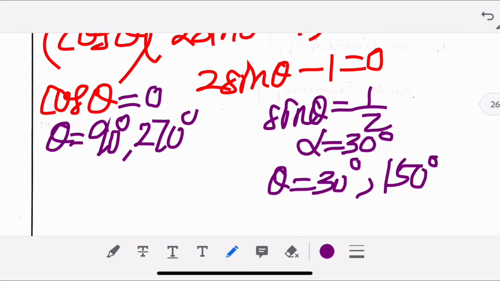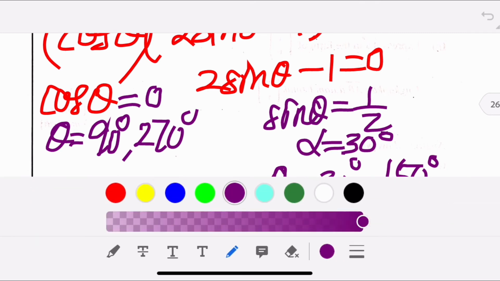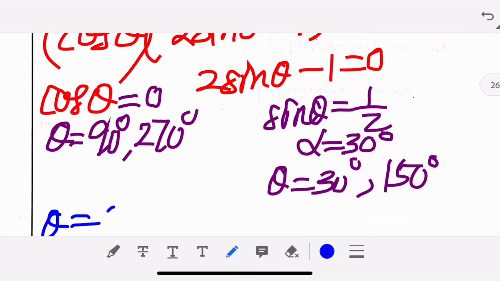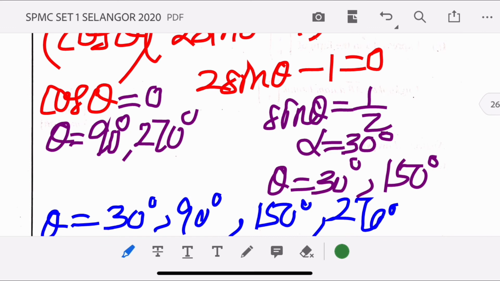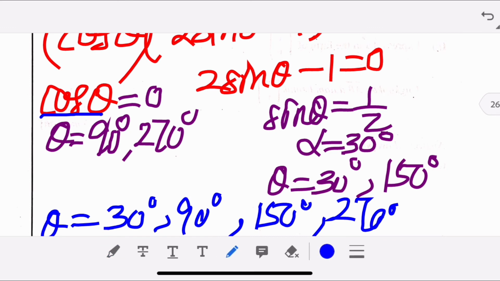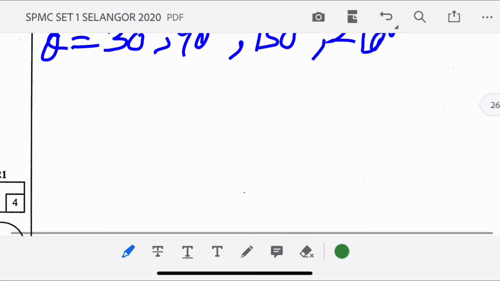So you should have 4 answers in fact. If we list out the answer, we have theta is 30 degree, 90 degree, 150 degree, and 270 degree. So we have 4 answers altogether. Please do not cancel out the factor, okay? Many students will actually lose the mark because of cancelling the common factor.